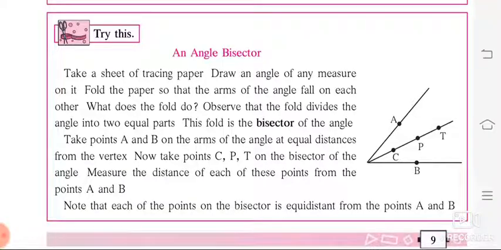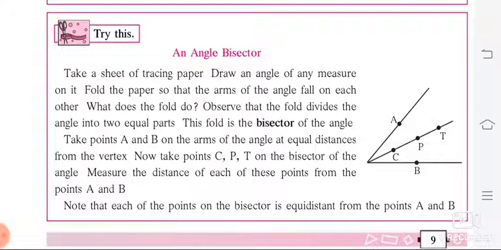Good morning, dear students. Today we are going to continue the further part of the lesson angles, that is, an angle bisector. In the previous video, we have studied about different geometrical instruments and also learnt about how to use them while doing construction. Now, let us begin with the point an angle bisector.